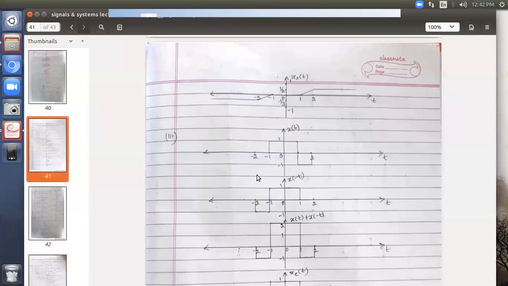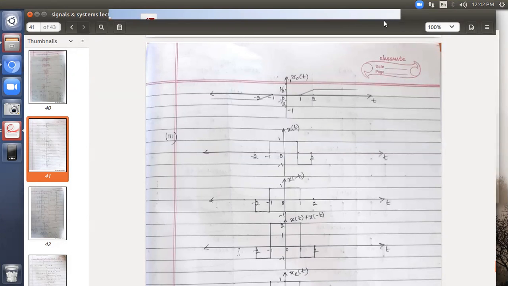Today, let us continue with a few more problems on even and odd signals: how to sketch, and how to determine the even and odd components of any given signal. We have already solved a few problems. Some problems were in the form of equations, and in one or two problems we have seen how, if a sketched signal is given to you, to find the even and odd component of that.